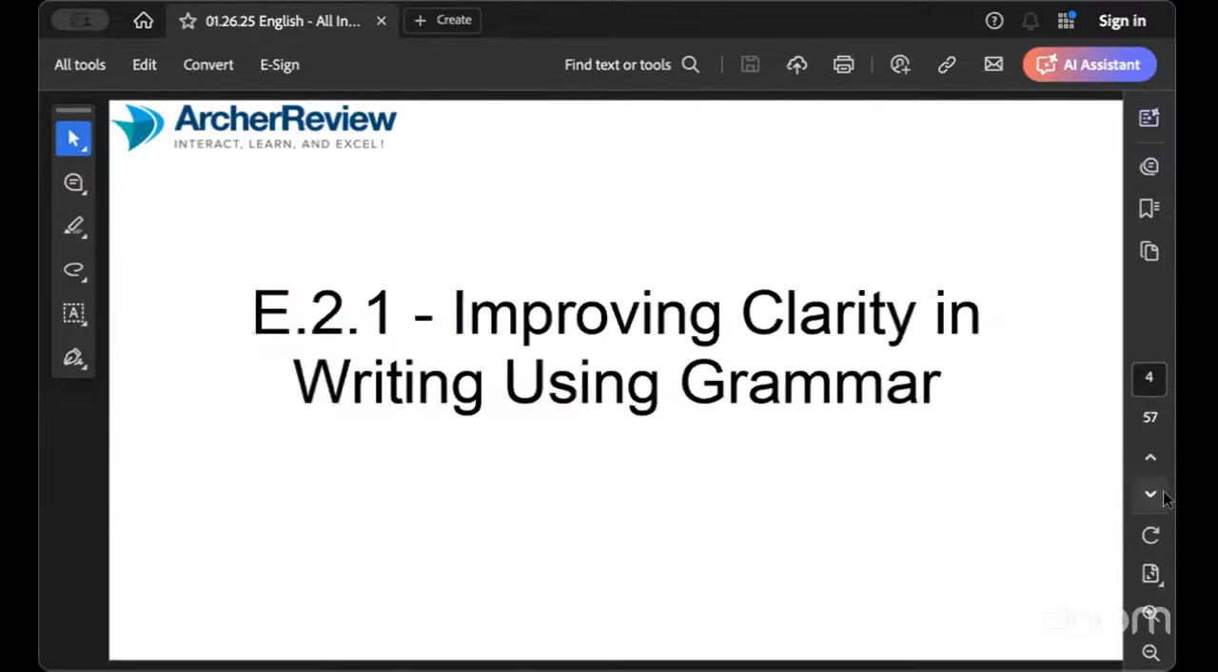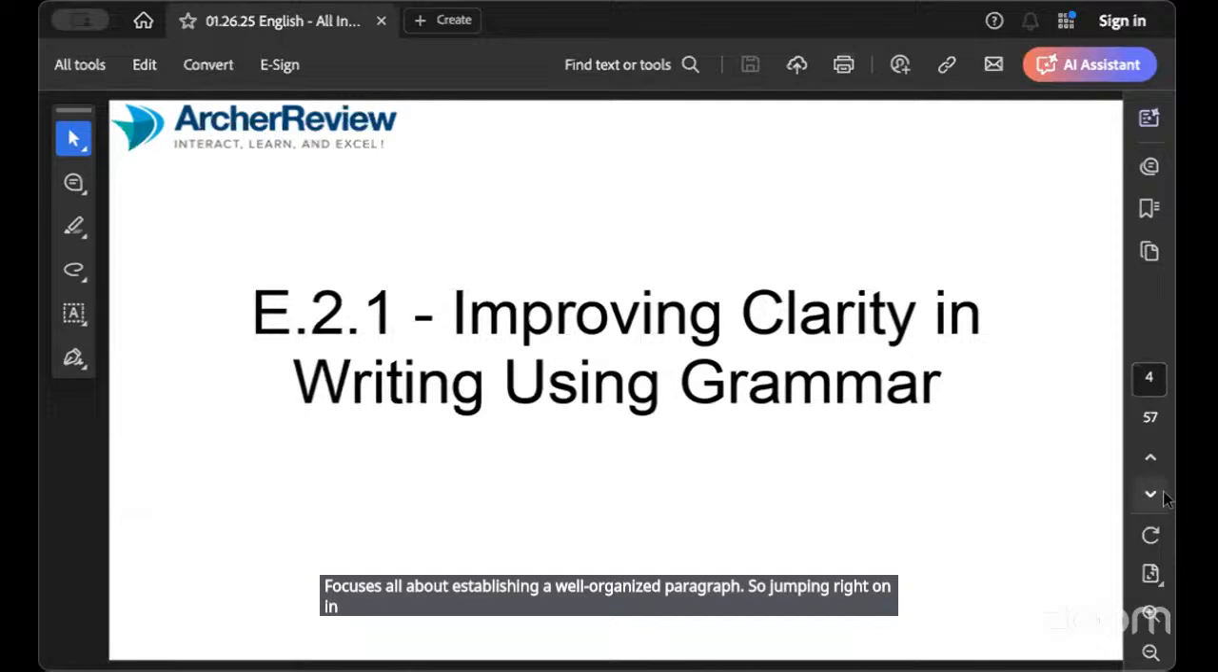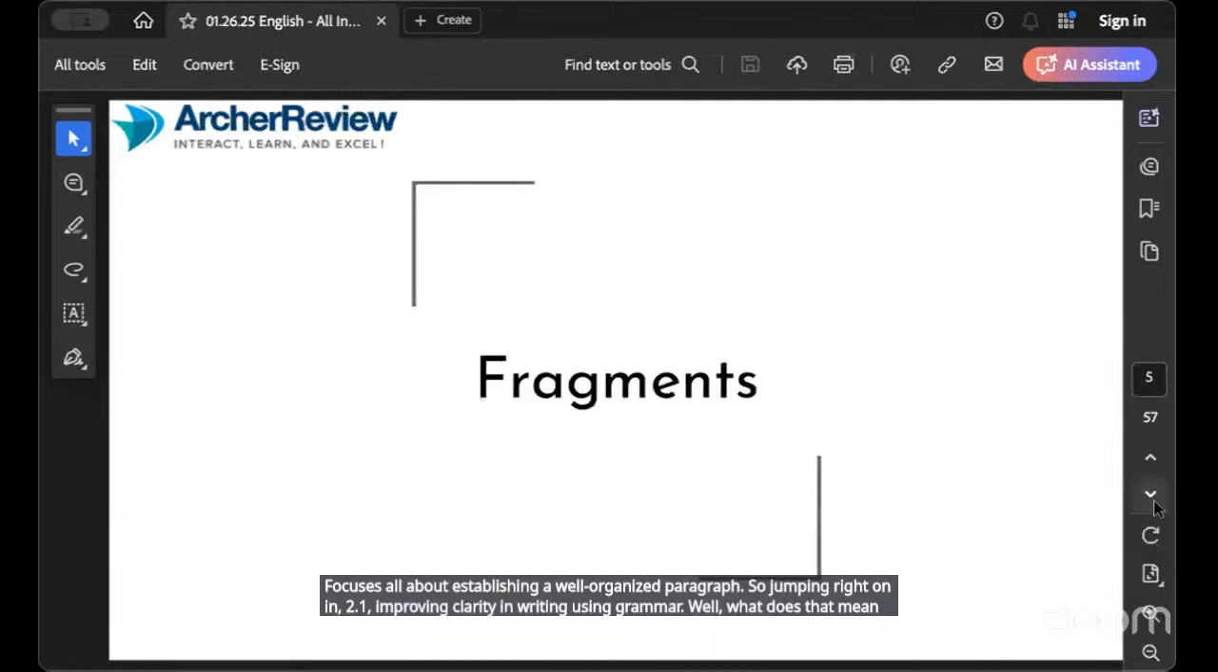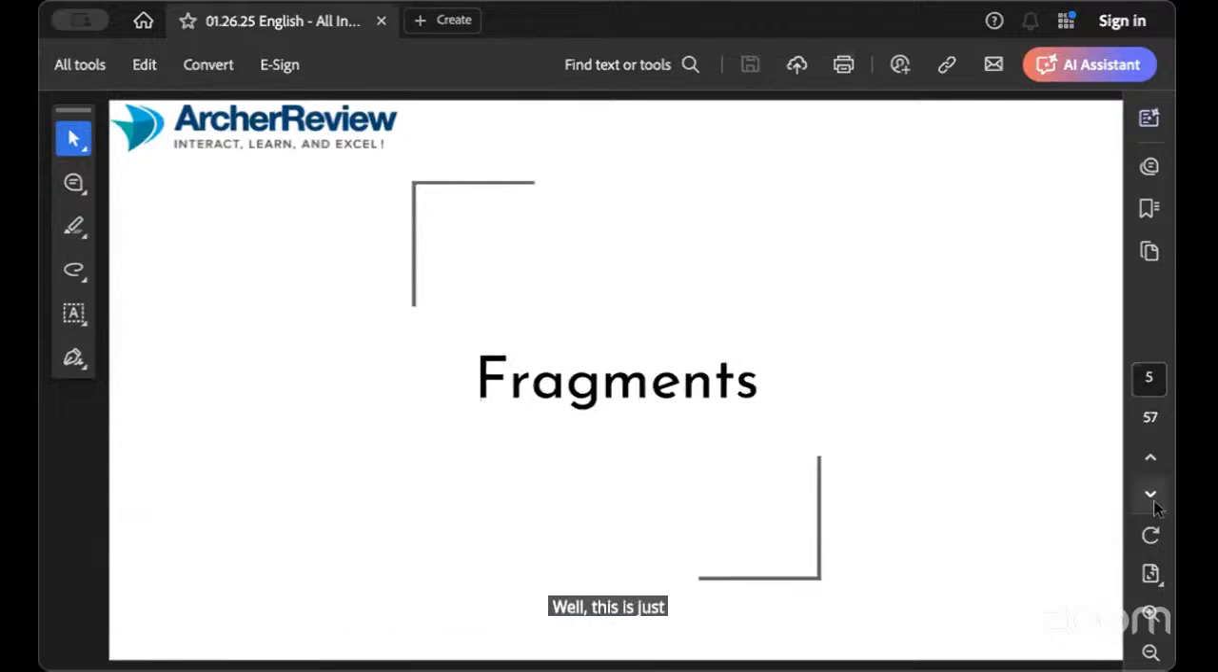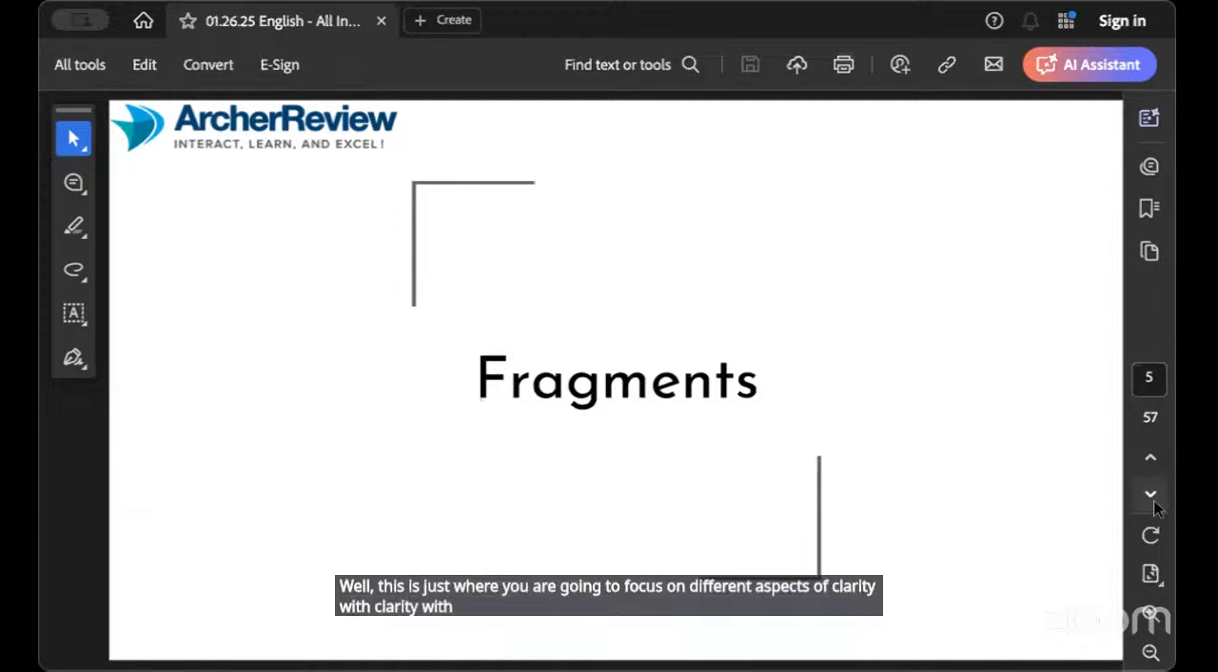So jumping right on in, 2.1, improving clarity in writing using grammar. Well, what does that mean? That sounds kind of scary. Well, this is just where you are going to focus on different aspects of clarity with sentence structure. That's essentially what it is. So what we're going to do is look at all the key components to being able to accomplish that for these types of questions.